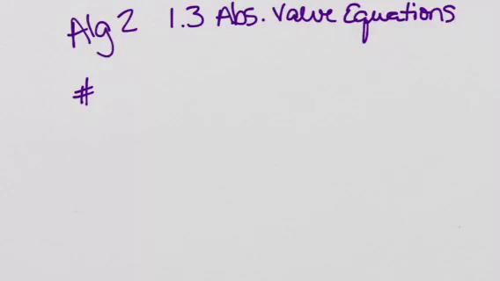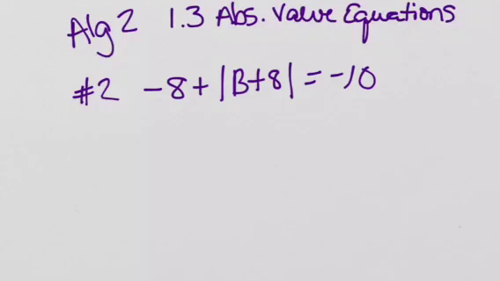Here's a video on absolute value equations, and I'm going to start by doing number 2 for you. Okay, so it looks like this. The first thing that I want to do is take note of where my absolute value bars are. So that's these that I just wrote here in red. And the first step that we need to do is get the absolute value alone.